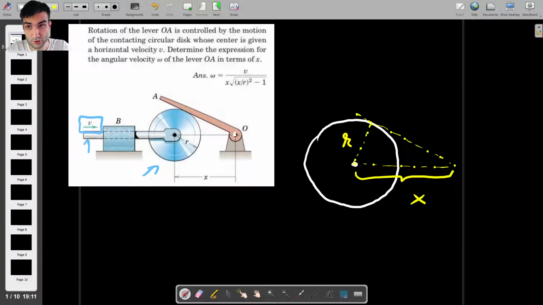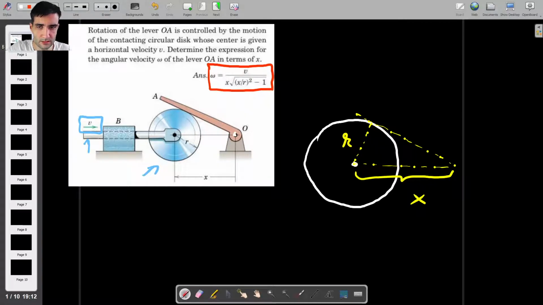And what we have to show is that the angular velocity of the lever, not of the disk, of the lever, has this expression right here. So v over x and that square root. So let's think how we would do this. Obviously, we'll have to apply Euler's equation for velocity at some point. But before that, I think it's useful to try to understand what's happening with the disk and the lever.